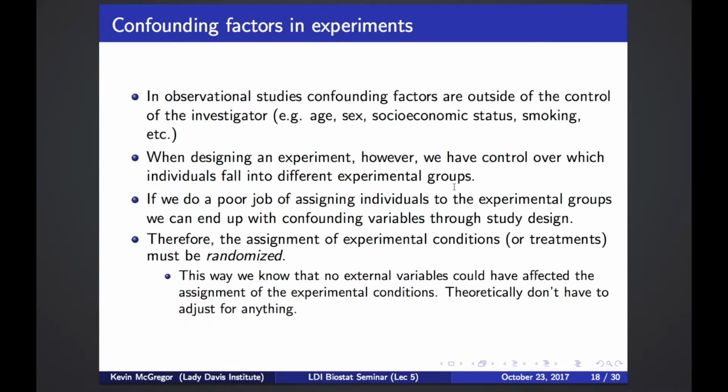The way we typically avoid this is that our assignment of individuals into experimental groups or treatment groups has to be randomized. If we randomize, then we absolutely know that no external variables are affecting the assignment of the experimental condition. And so theoretically, in this case, we wouldn't actually have to adjust for anything. I put "theoretically" in for a reason, because in statistics there's always the theoretical and there's the realistic.